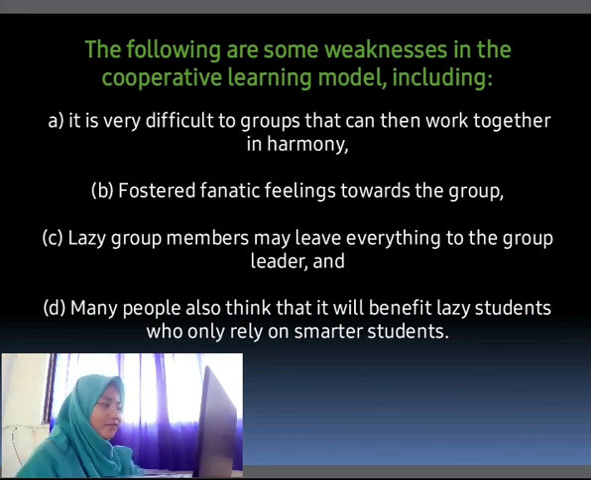Here, these are some weaknesses in the cooperative learning models, including, for the first, it is very difficult for a group to then work together in harmony. And the second is fostered fanatic feelings toward the group. And the third is lazy group members may leave everything to the group leader. And the last is many people also think that it will benefit lazy students who only rely on smarter students.